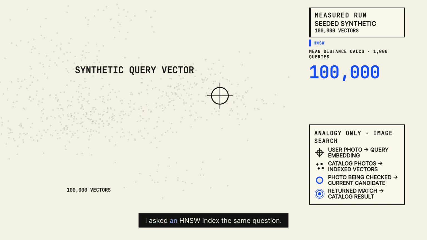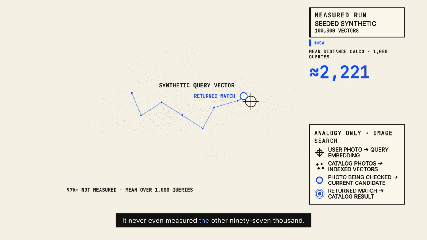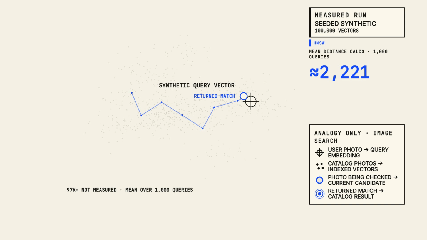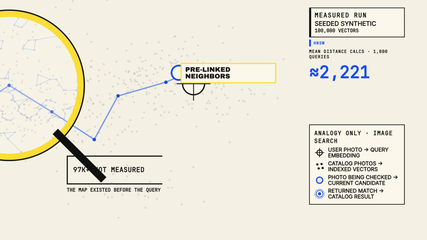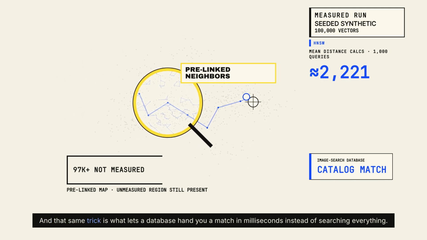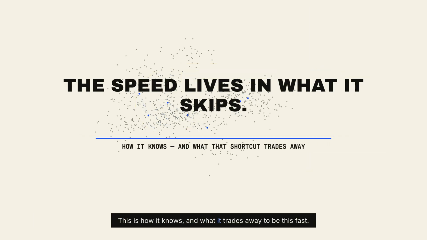I asked an HNSW index the same question. It answered after 2,200. It never even measured the other 97,000. So either it guessed or it already knew something about vectors it never looked at. It knew, and that same trick is what lets a database hand you a match in milliseconds instead of searching everything. This is how it knows, and what it trades away to be this fast.